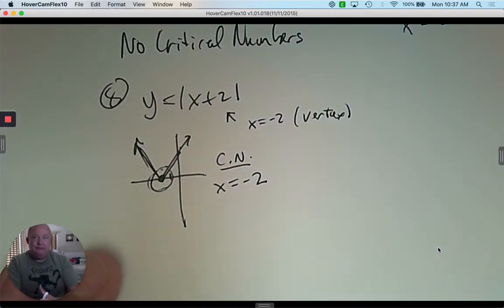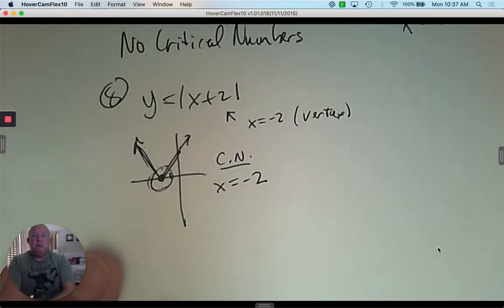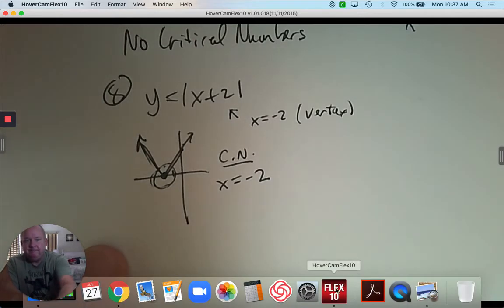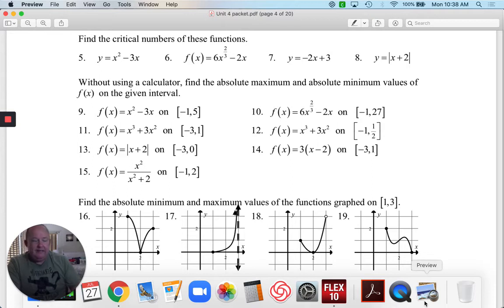So when we see absolute value, that's going to be an indicator that we're going to have to do a graph and understand it conceptually. Next one. Number 9. Without using a calculator, find the absolute maximum and absolute minimum of these values. So that's the goal, to find absolute maximum and absolute minimum. So let's do that. Number 9, it is f of x equals x squared subtract 3x. And the interval is from negative 1 to 5. If they don't give you an interval, then the absolute max or min could well be infinity or negative infinity, because it goes on forever in that direction.